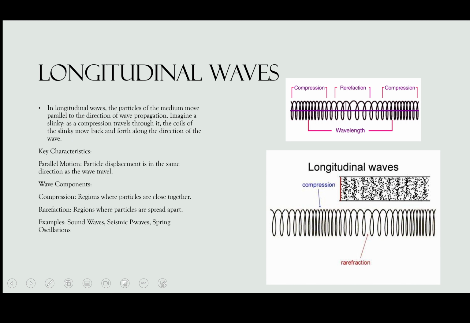Longitudinal waves now, right? They have parallel motion. So the particle displacement is in the same direction as the wave travel. But we do not have crests and we do not have troughs. We have compressions and rarefactions, right? So we have compressions where the particles are close together, right? So here are compressions, for example, in a slinky or a spring. And then we have rarefactions, right, where they are spaced out. Examples of these types of waves are sound waves, seismic P waves in earthquakes, and spring oscillations.